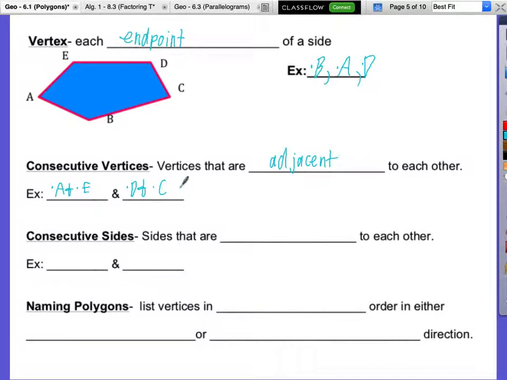We're learning about shapes. What would be an example of 2 non-consecutive vertices? Sophia. B. And listen. Okay, B and E would be non-consecutive. They're not right next to each other. Okay, A is in the middle. Okay, so consecutive sides are going to be sides that are adjacent to each other.